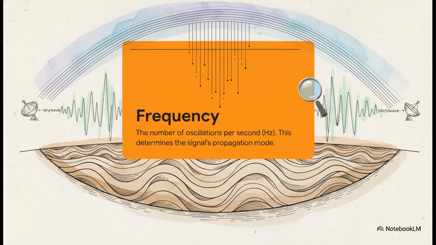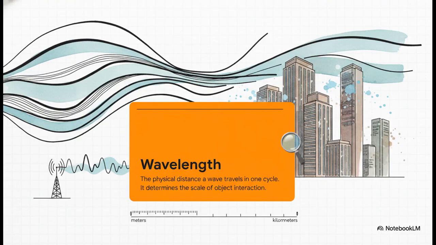Frequency, well, that's the driver. It really defines the wave's whole personality. Is it going to be a ground wave and hug the Earth? A sky wave that can bounce off the ionosphere? Or is it a microwave signal that needs a perfect, clear line of sight? Frequency determines that. And wavelength, of course, is the direct physical result of frequency. It's the literal size of the wave in space, and it's what tells you whether a building is going to be an obstacle, a reflector, or completely invisible to your signal.